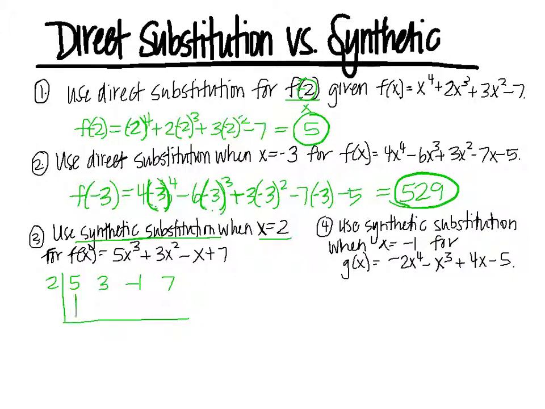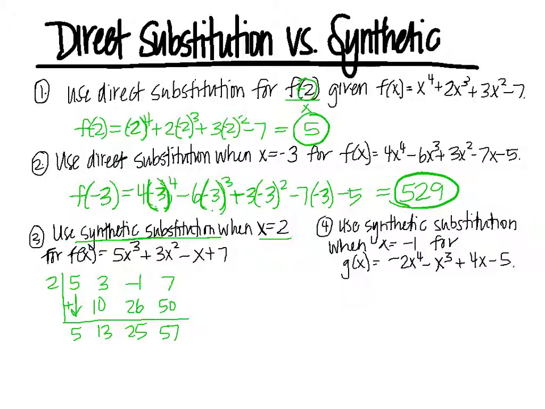We drop the 5. 5 times 2 is 10. We then add it to 3. 10 plus 3 is 13. 13 times 2 is 26. When you add it to negative 1, you get 25. 25 times 2 is 50. When you add it to 7, you get 57.